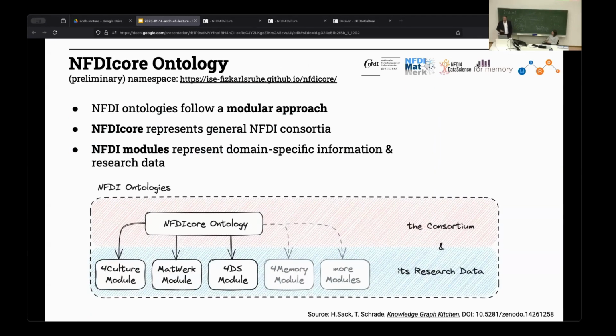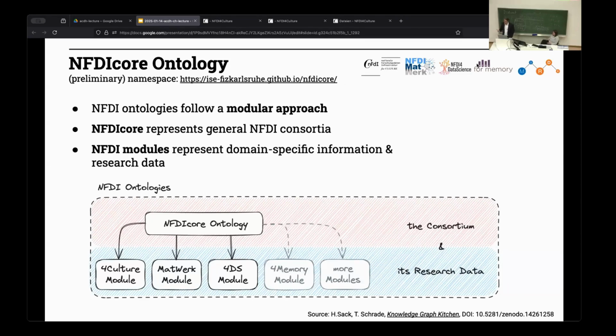Okay. So how does this work? This works, of course, on the basis of ontologies. And the colleagues from Karlsruhe that we are closely working together with have developed the so-called NFDI core ontology for the NFDI. That's an ontology that describes the whole structure of the NFDI, like the consortia and the different data they provide.